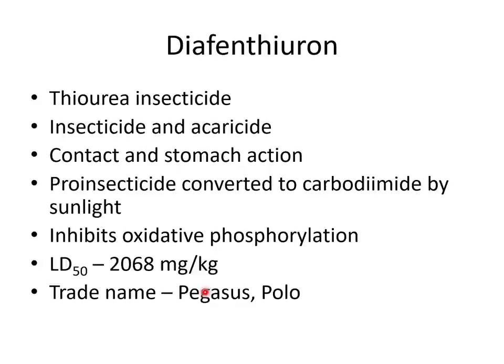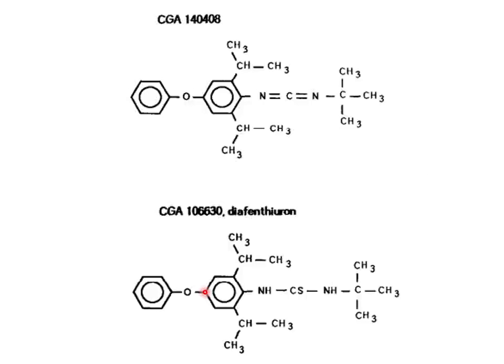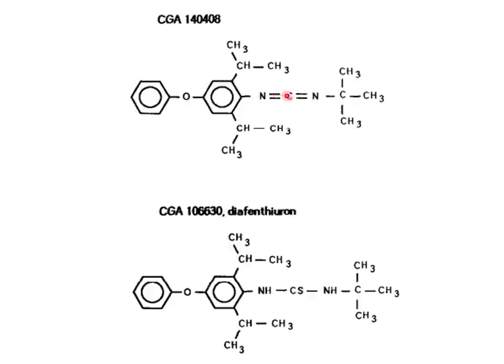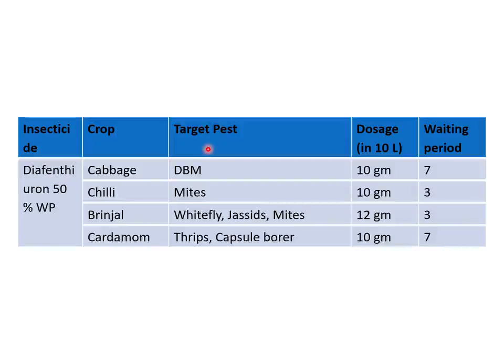Farmers widely use it. But one drawback of diafenthiuron is that if farmers go for a slightly higher dosage, it leads to phytotoxicity, especially in cucurbits. So the dosage should be perfect, especially if you go for spraying in cucurbits. So you can see this is diafenthiuron. You can see that diimide derivative, with the double bond C, double bond N. So that is the carbodiimide derivative.